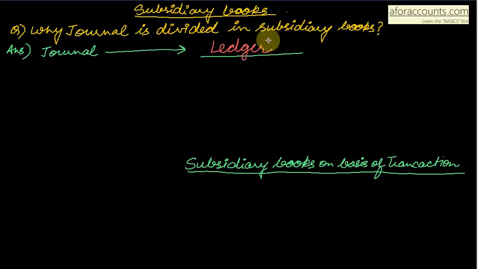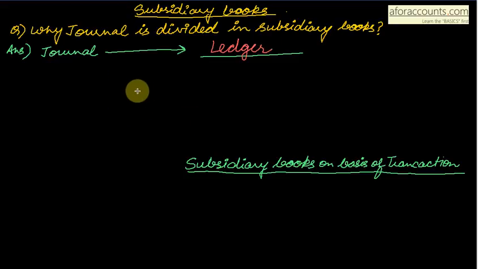Now, just think, in a large organization, if there is only one journal and from that you have to post all the entries of one day in the ledger, how cumbersome it will be. So, to divide that effort, we employ more people and as per transactions, we make different books. Say purchase books, sales books, and then purchase return, sales return books, then bills receivable books, bills payable books, and the remaining entries which do not fit anywhere go into journal proper.